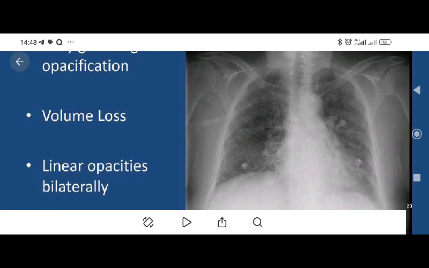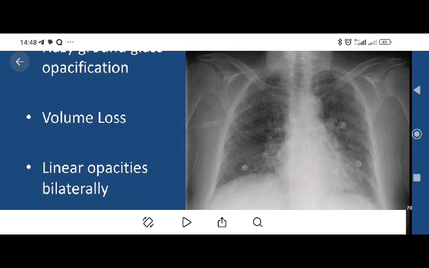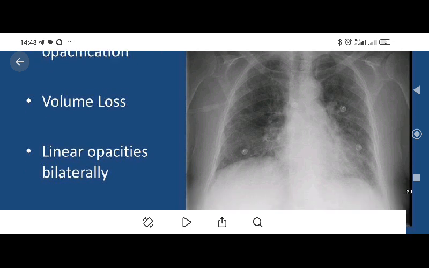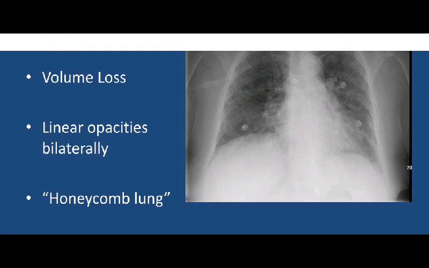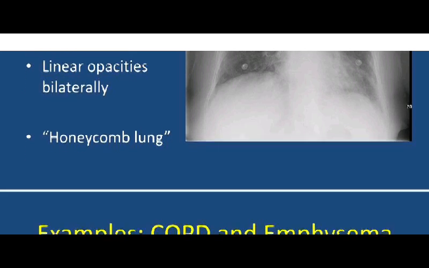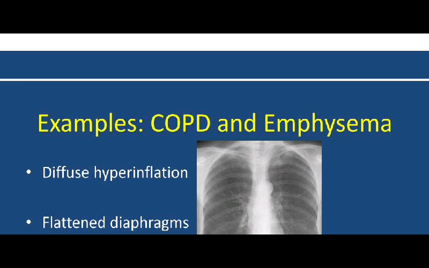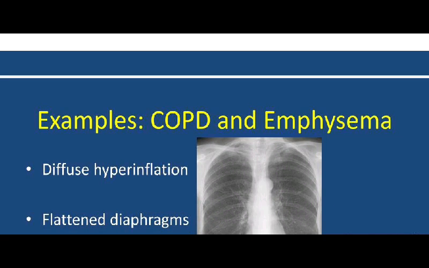If you look at the chest, you see that it has volume loss, and if you are not careful, you might indicate atelectasis, which is collapse of the lungs. There is also hazy ground glass opacification at the interstitium. You can see that the interstitium of the lungs, identified by its lung markings, is opacified. There are also linear opacities bilaterally, and there is a honeycomb lung appearance. That is a sign.